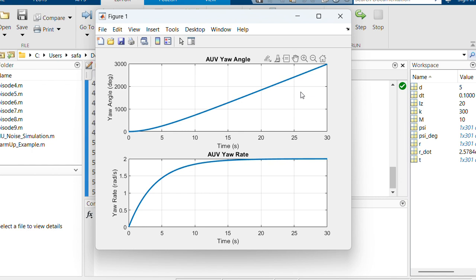In the next episode, we will continue expanding our vehicle model and move a step closer to realistic AUV dynamics.